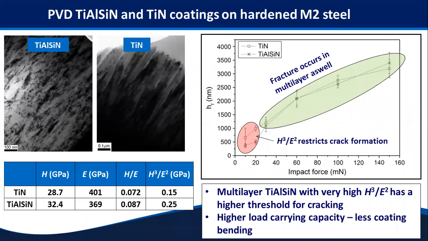You can see something similar here. In this case, this is contrasting a nanolaminate titanium aluminium silicon nitride system with a monolayered titanium nitride system, which is more columnar. We've looked at impact tests over quite a wide range of different impact forces, and this is the final depth in the test. At low load, you can see a really large advantage of having this enhanced H cubed over E squared in the material resisting this crack formation. Above a certain threshold, you're getting fracture in both systems. But nevertheless, it's really providing a lot of advantages in this system.